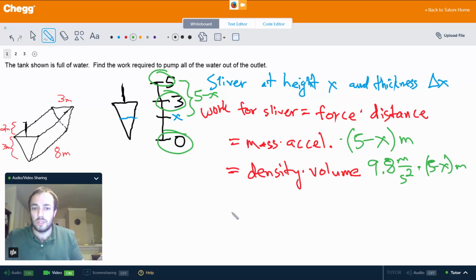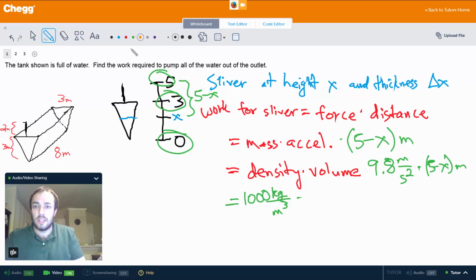All right, now what's the density? It depends on your instructor, I guess, but it could be given to you in the problem. Since we're dealing with units of meters here, our density is going to be 1,000 kilograms per meter cubed. All right, now we need to find the volume. So we have everything but the volume. How do we get the volume?